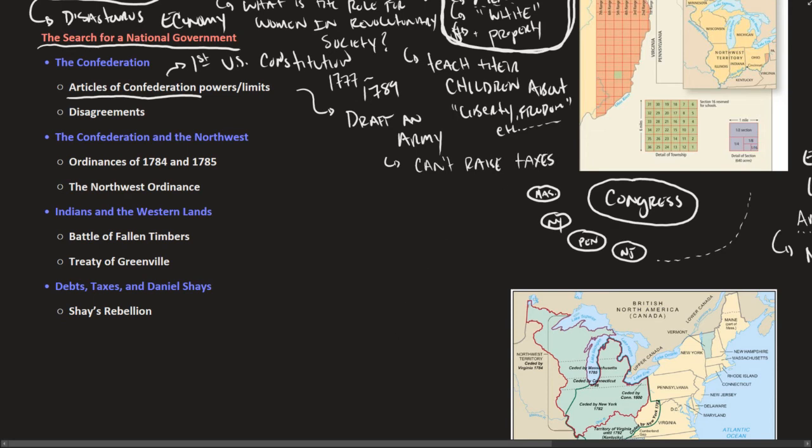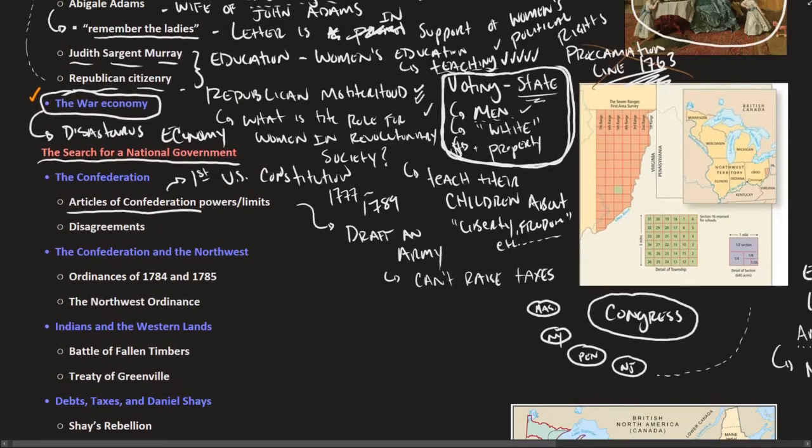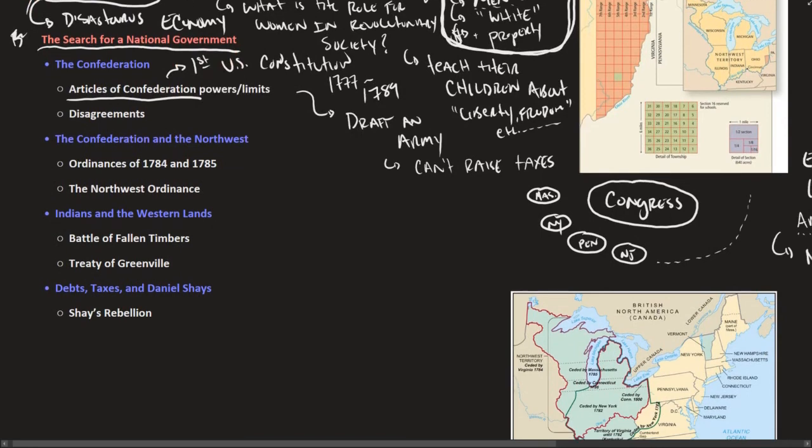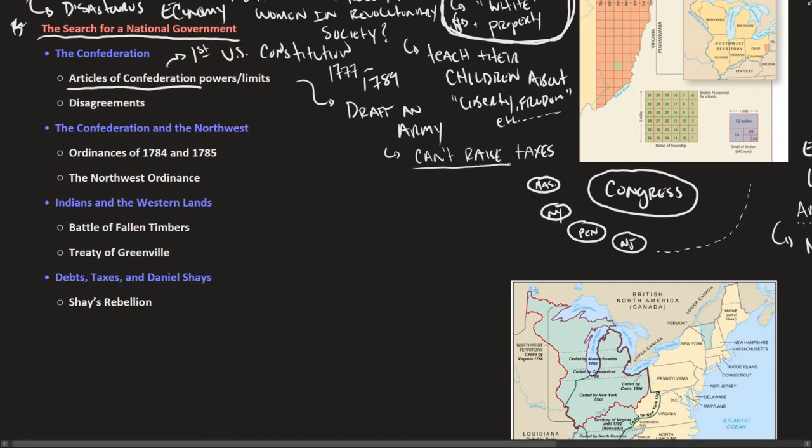This ends up being a huge issue because one of the things related to the war economy is the fact that the United States has a huge debt. We're running out of room. So how do you pay off a huge war debt if you can't raise taxes? Well, therein lies part of the problem. And for the most part, when it came to the Articles of Government, states had all the power.